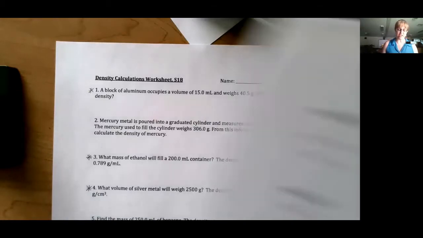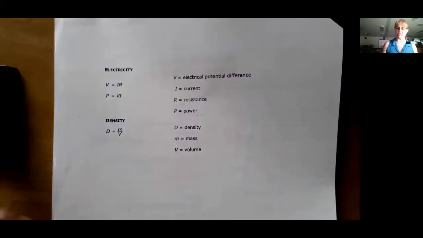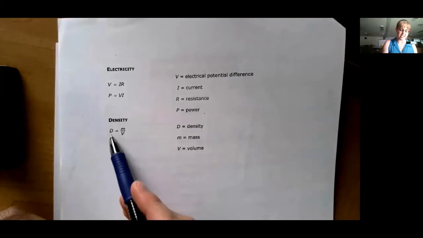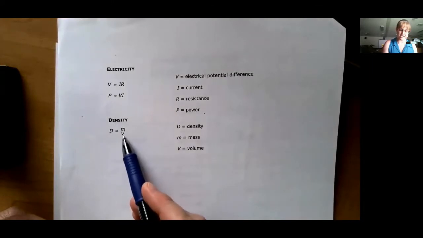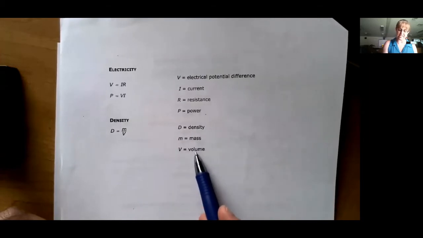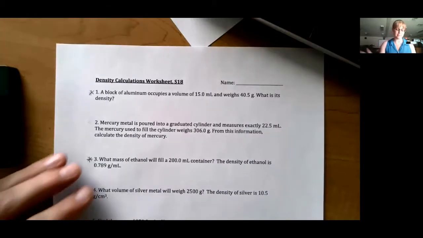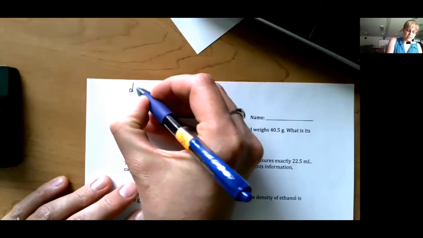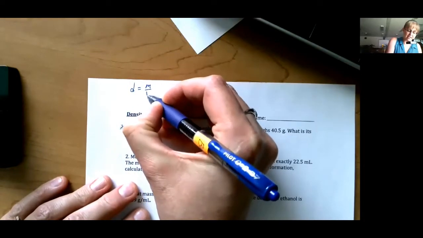First, the formula for density is found on the second page of your reference table. You'll see that density is equal to mass divided by volume. If you forget what these letters mean, they're defined out to the side. So, density is mass divided by volume.